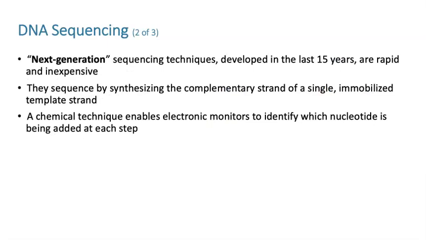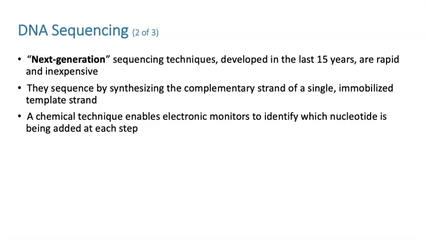So DNA sequencing basically is a technique by which you determine the specific order of A's, T's, C's, and G's, the nitrogenous bases, in a piece of DNA or a whole genome. When DNA sequencing first started out, it took a very long time to do. It was an extremely laborious practice. But in the last 15 years, we've come up with some very rapid and inexpensive techniques to sequence DNA. It's known as next generation sequencing.